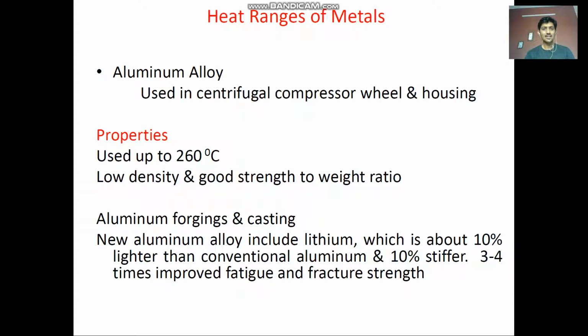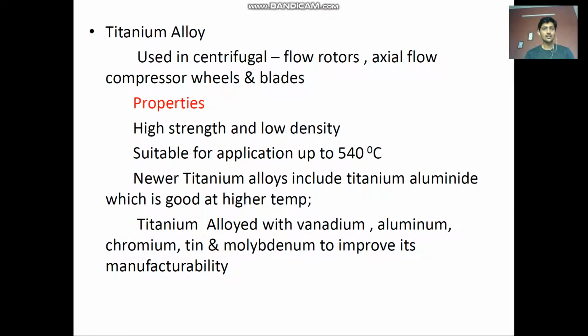Now, how exactly are they fabricated or manufactured? Basically, we use forging and casting methods for aluminum alloys. Now, there are new aluminum alloys including lithium, which is about 10% lighter than conventional aluminum and 10% stiffer also. We get 3 to 4 times improved fatigue and fracture strength with this new aluminum alloy compared to conventional aluminum alloy.